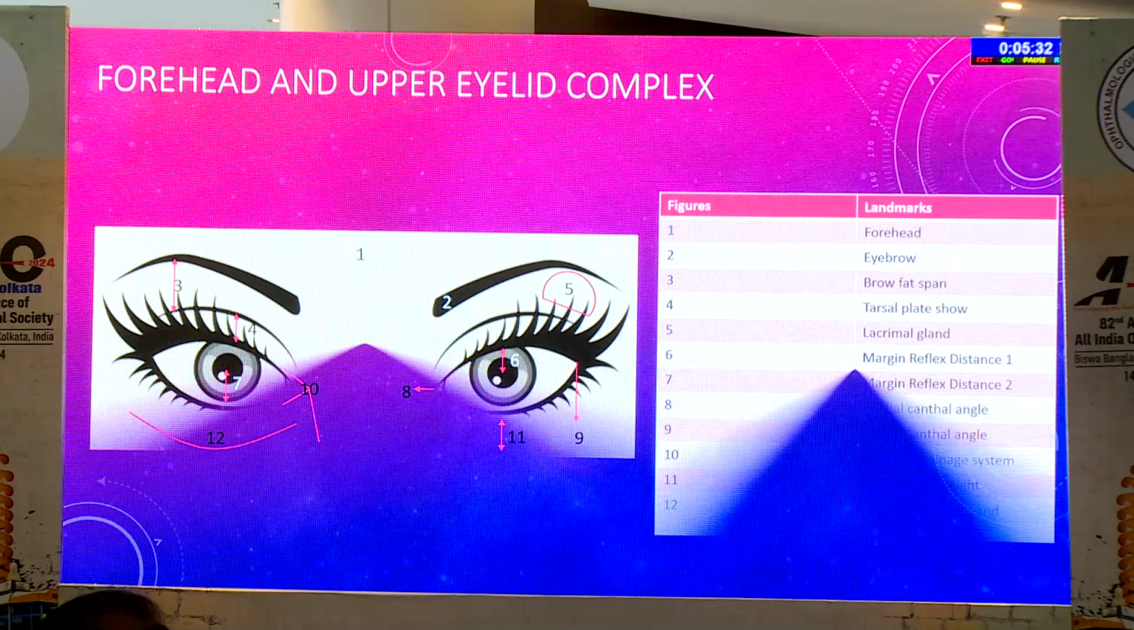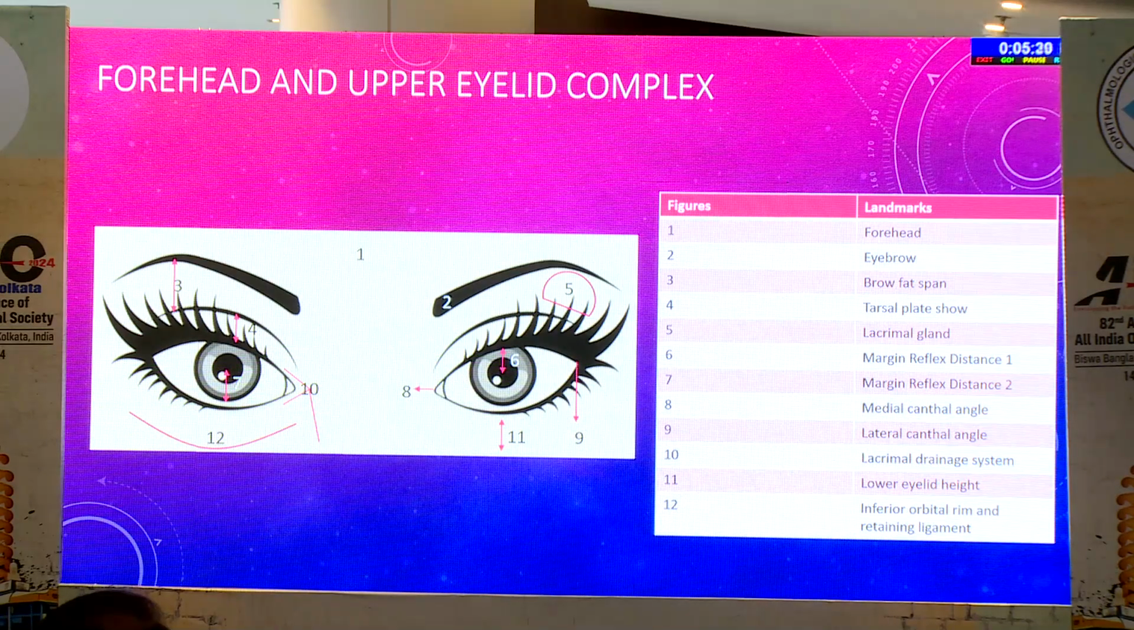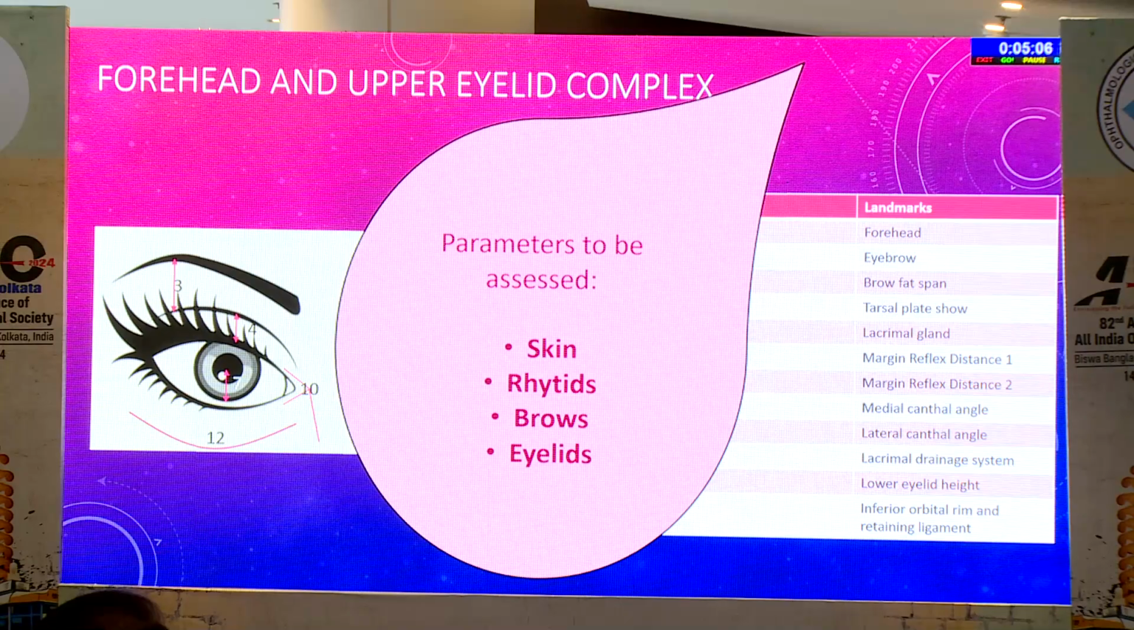The second is the forehead and the upper eyelid complex. These are the various components of the forehead: the brow, the brow fat span. Tarsal plate show, when visible, is considered to be a sign of a youthful face. The lacrimal gland, the margin reflex distance 1 and 2, play a role when you are evaluating for any pre-existing ptosis. Canthal angles, lacrimal drainage system, lower eyelid height, and inferior orbital rim and retaining ligament. So the parameters can be broken down into skin, rhytids, brows, and eyelid.